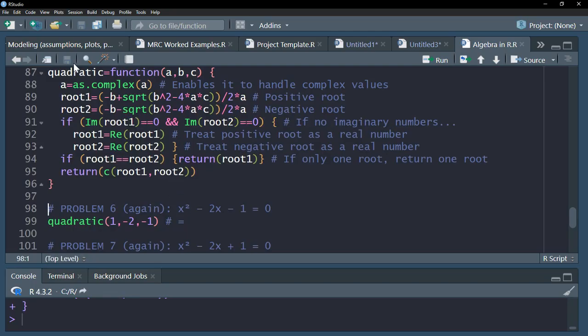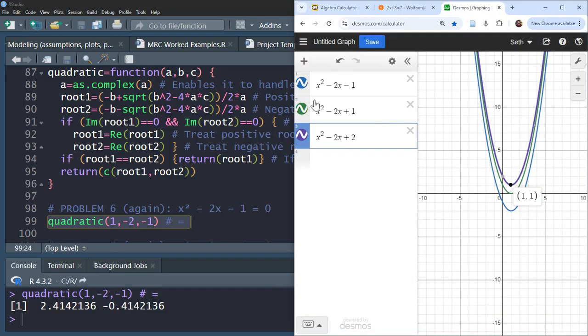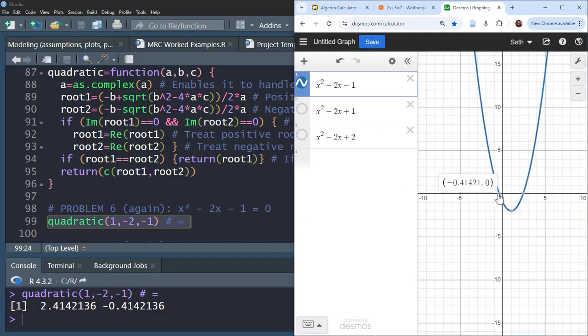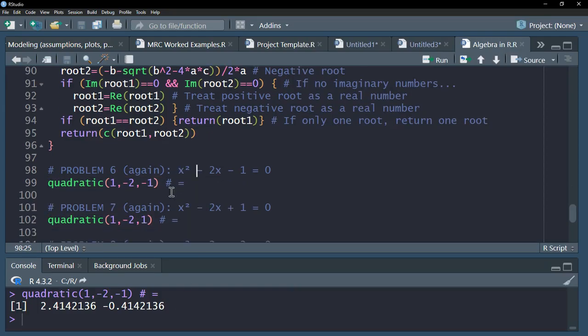I better run this so that it exists. Okay, now that this function exists, I can say quadratic, and then I'll enter in this equation 1, -2, -1, and what do we get? We get those answers we're looking for, 2.41 and -0.41. Quick reminder, those were the roots, -0.41, 2.41. And notice I've got it set up so it's not showing us that I, the imaginary component, anymore.